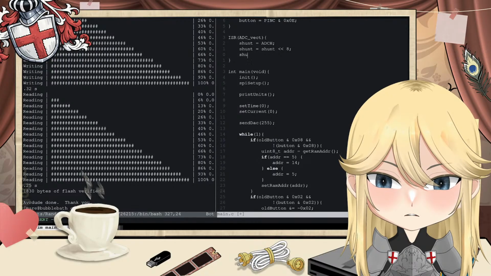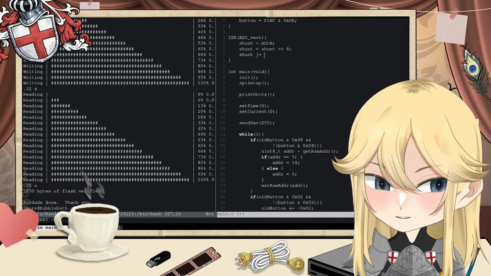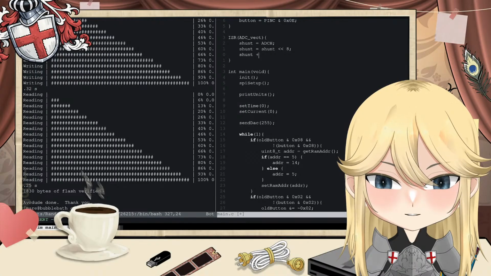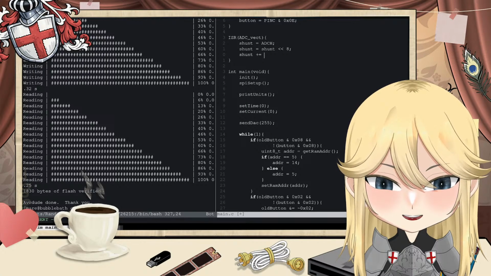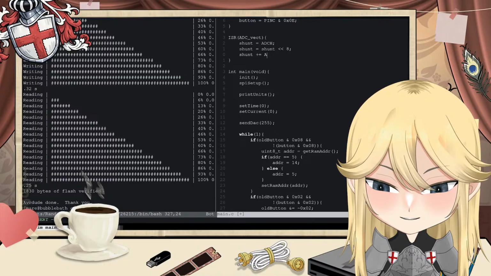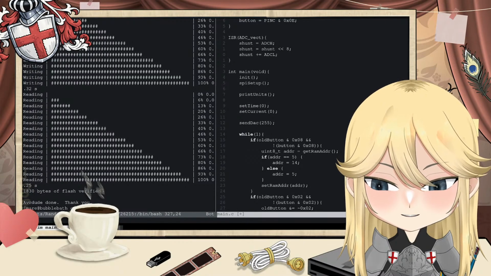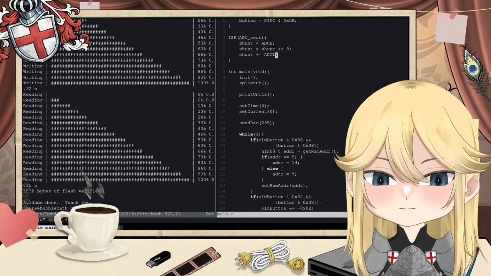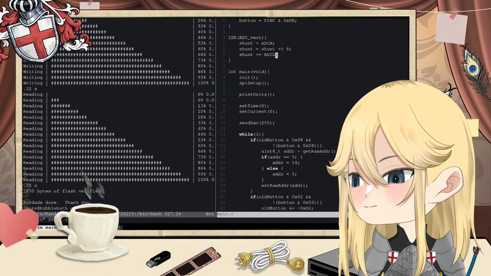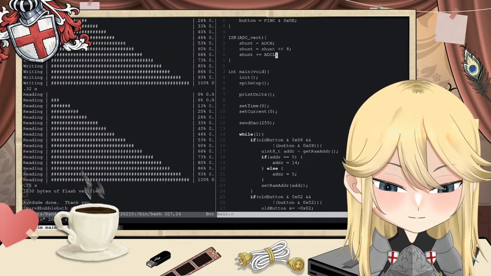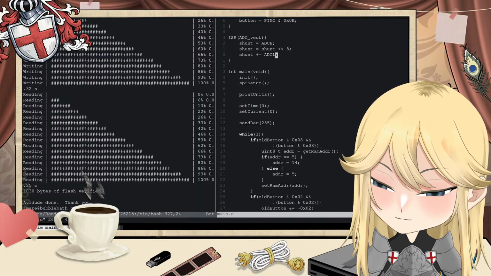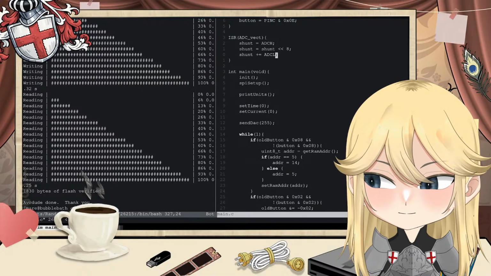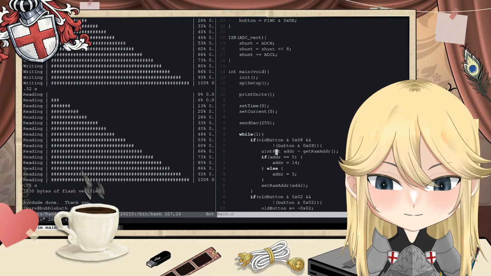And then shunt or equals, honestly plus is the same thing. Plus ADCL. Ooh, okay. And this should read some funny values. Can I?